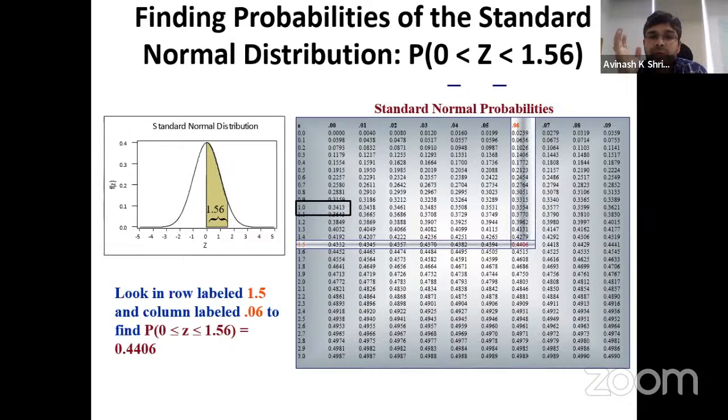And please mind that while we are using a Z table, what if someone asks you to find the probability of Z less than 1.56 only? Tell me what will happen if I'm asking not from 0, I'm asking for the probability of Z less than 1.56. So what is the difference between the probability of 0 to 1.56 and the probability of Z less than 1.56?